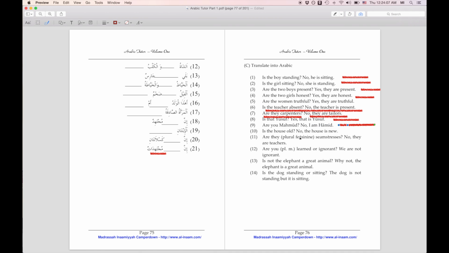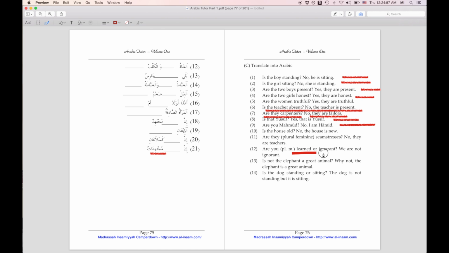Next 10. Is this house old? أهذا البيت or أهذا الدار قديم؟ لا. The house is new. هذا البيت جديد. Are they plural feminine seamstresses? No, they are teachers. هل هن or أهن خياطات؟ لا. هن معلمات. They are teachers.